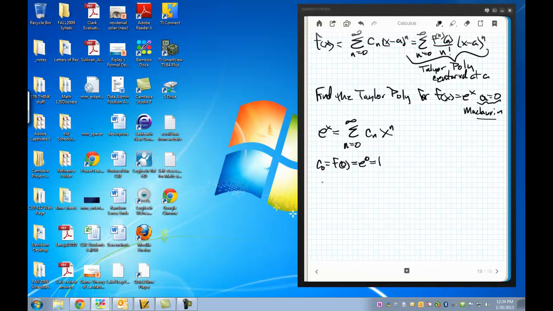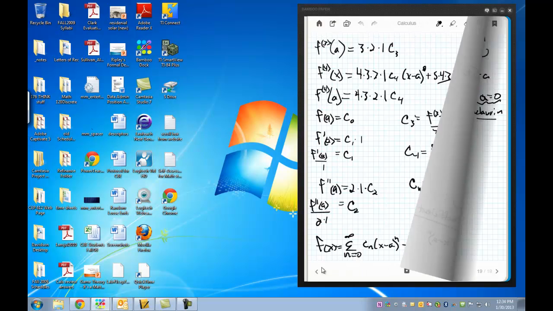All right, so how did I do this again? Well, first thing I do is I find f prime of x. So f prime of x is equal to e to the x. Ooh, isn't that nice? So f prime at 0, remember f prime of a, how we did all this back here.